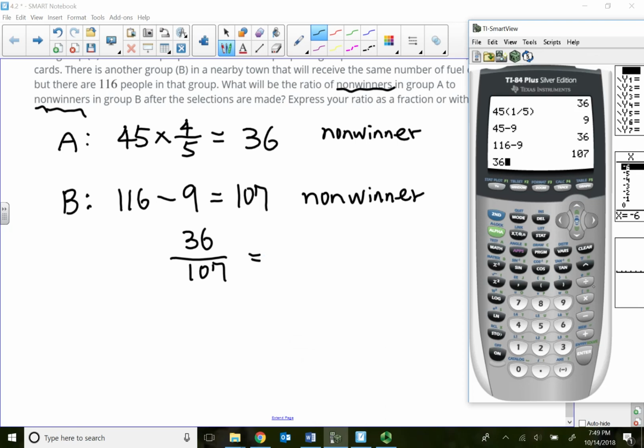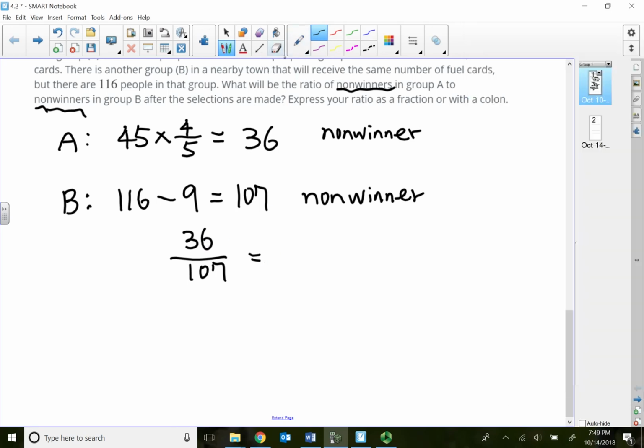I'm going to use my calculator to reduce this fraction for me real quick. That gives me the same thing, 36 to 107 ratio. Okay, write it either way.